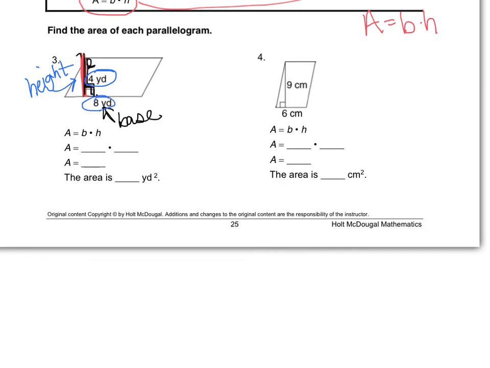So when I'm finding the area of this parallelogram, I'm going to take 8 times 4, which is 32. And don't you dare forget that the unit on area is always the unit squared, so 32 yards squared. Give number 4 a try on your own. That's the last problem you need to do for your homework, and we will check it when we get back in class. Don't forget to do this, otherwise you'll have incomplete notes. Good luck!